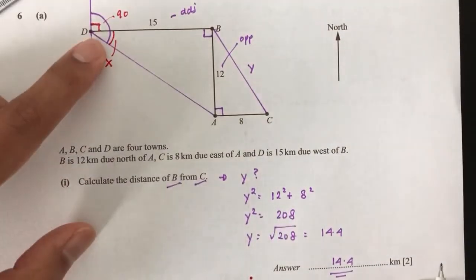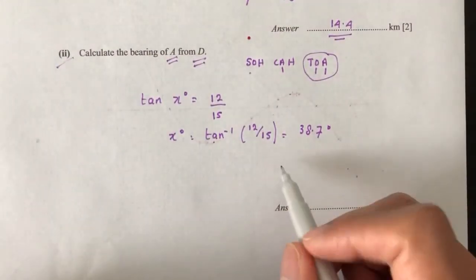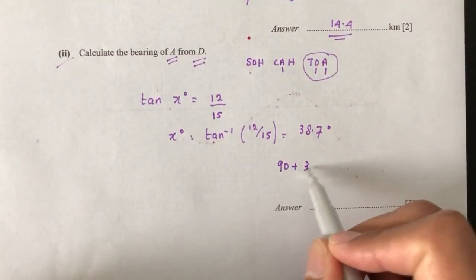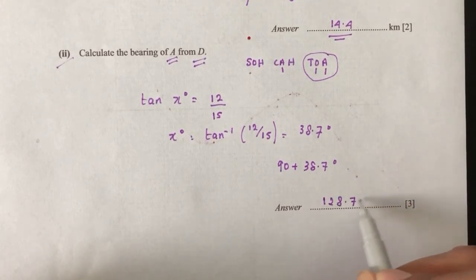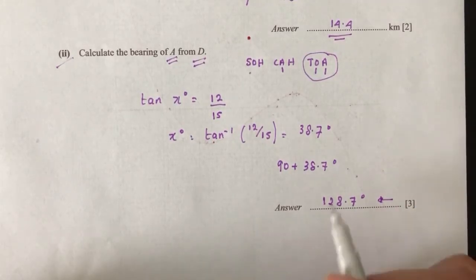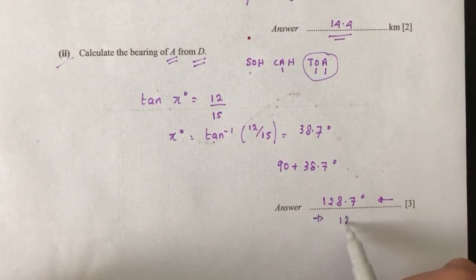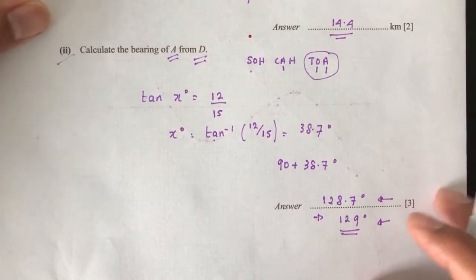Now remember, X is only this angle, and we're looking for the big one. So your answer will be 90 plus 38.7. That will be 128.7. If you want to give your answer correct to 3 SF, it will be 129 degrees. That is 6 part 2.